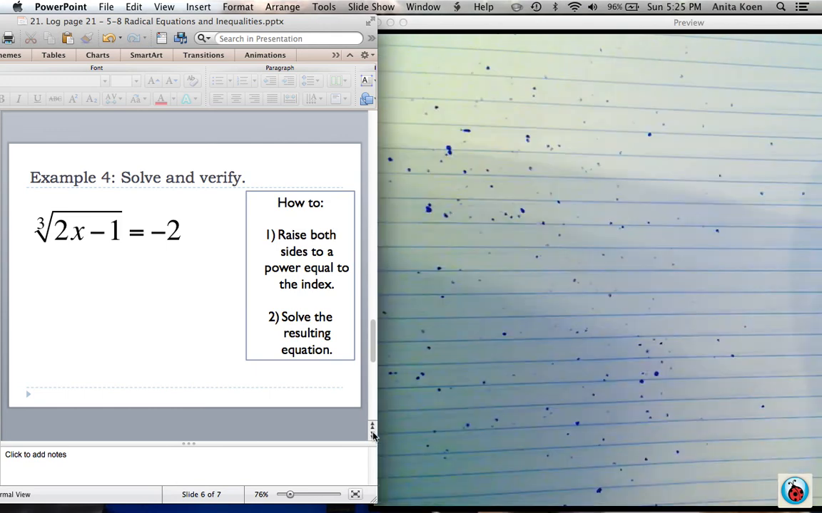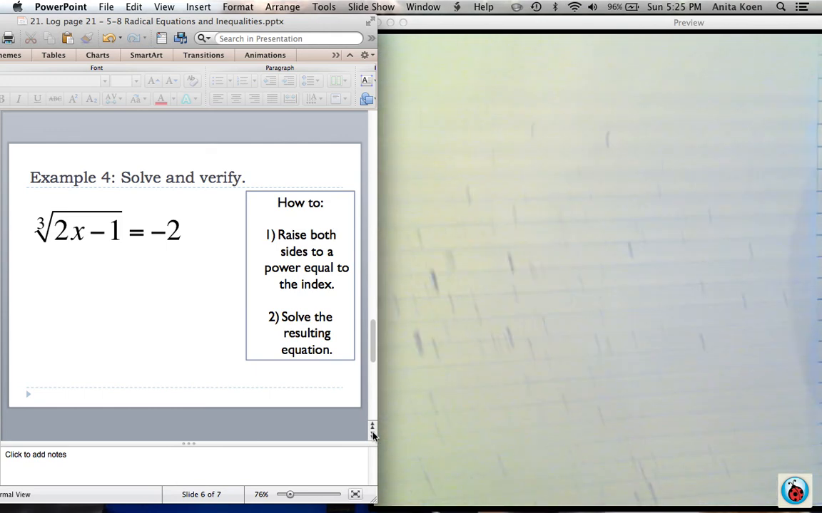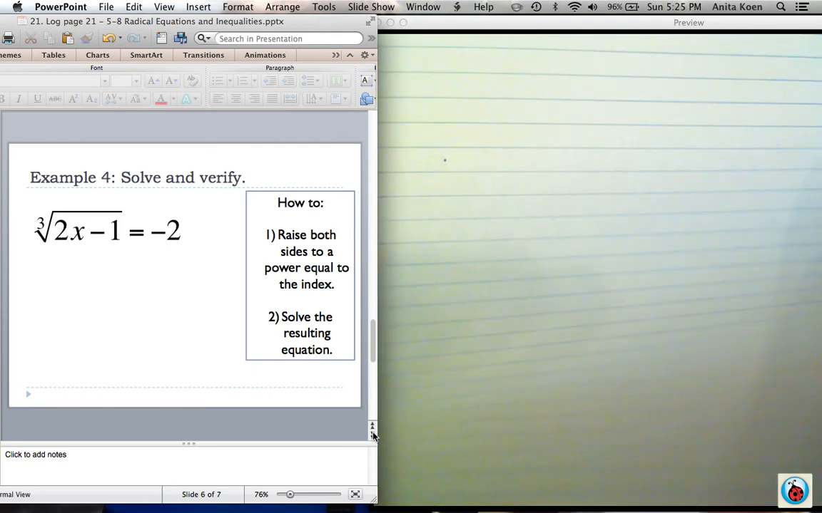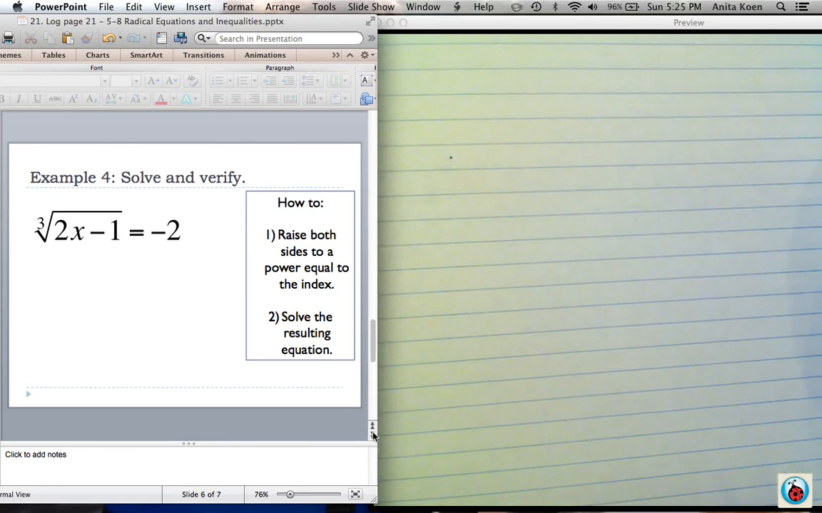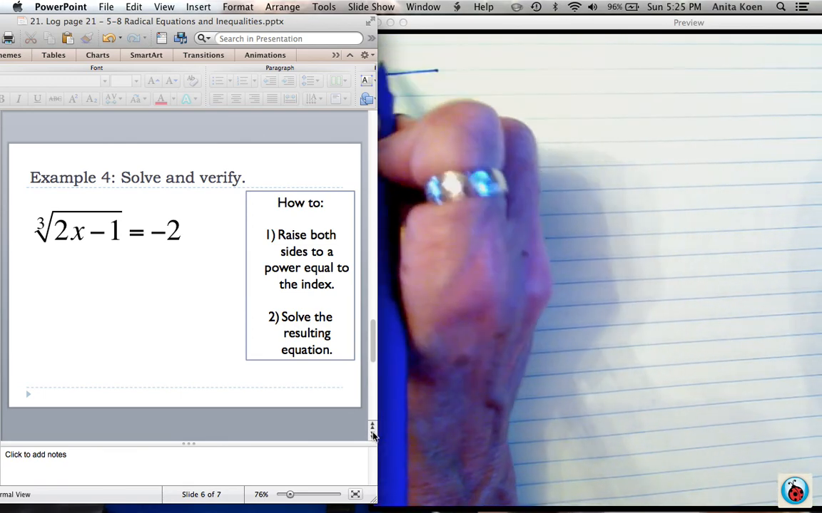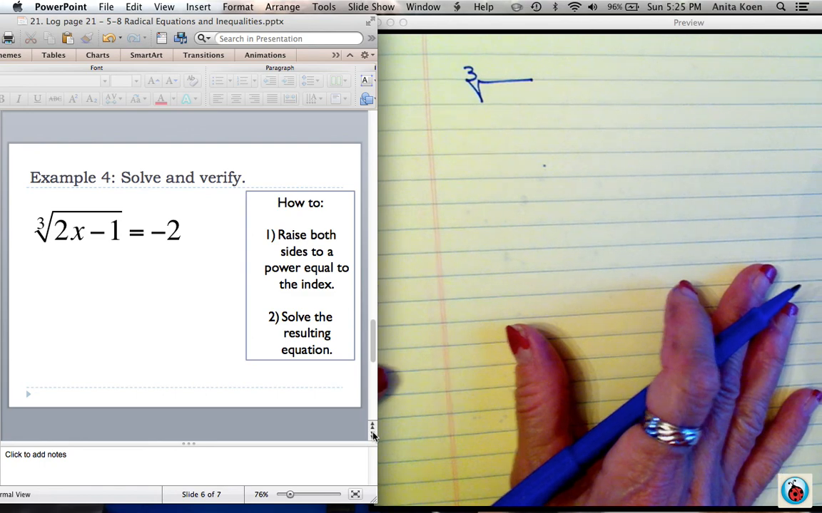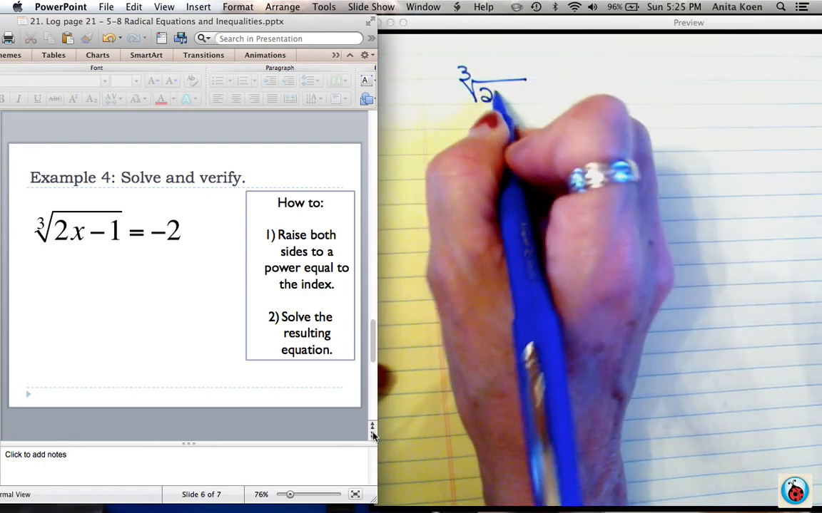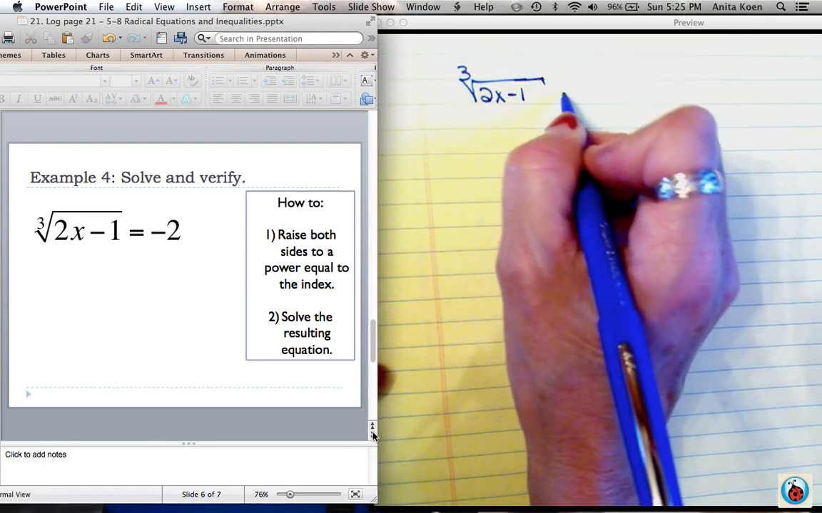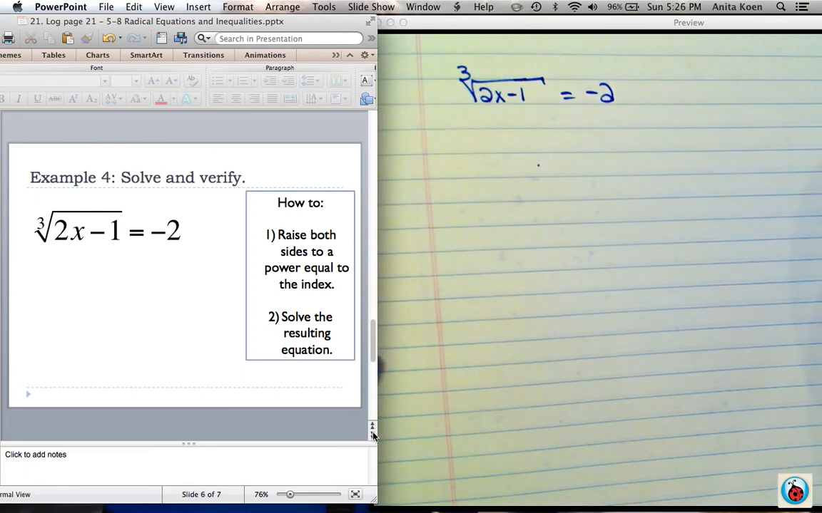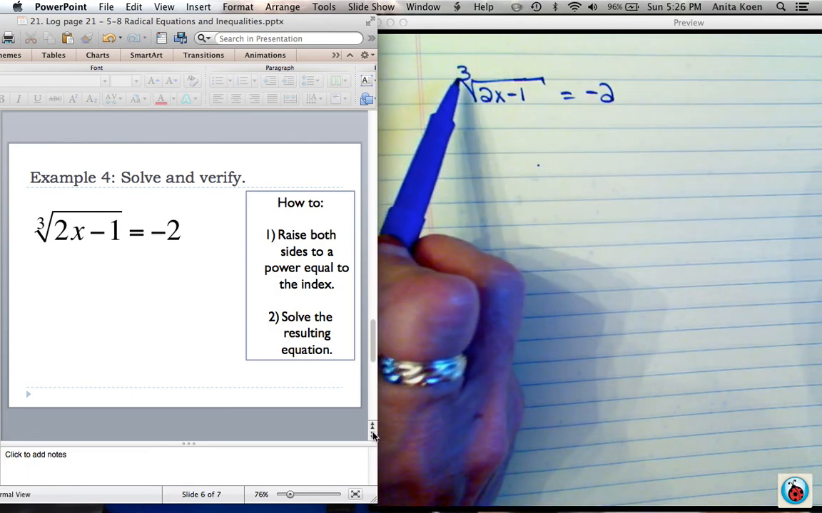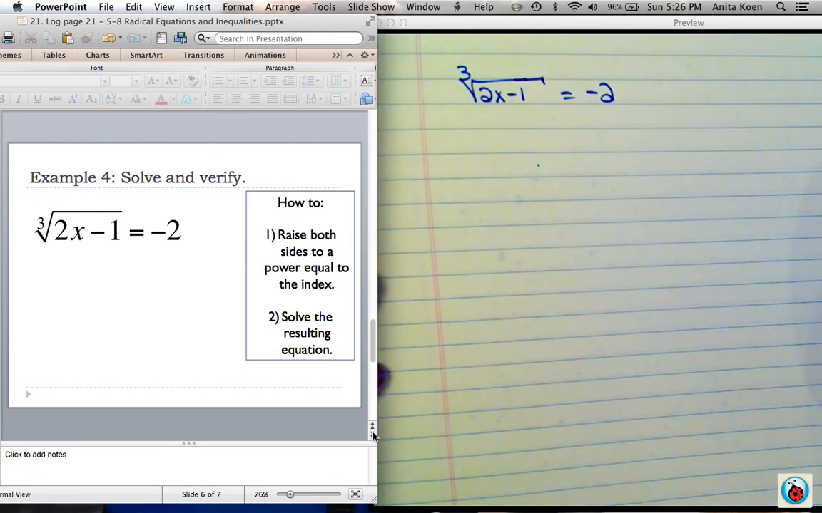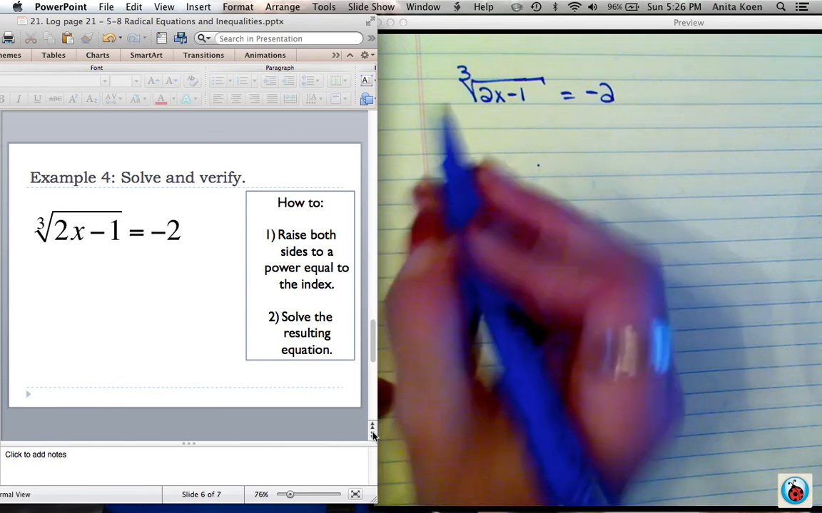All right, let's look at another example. This example is a cube root. The cube root of 2x minus 1 equals negative 2. Now I can have a cube root. I can have an odd index equal a negative number. That's okay. So let's raise both.